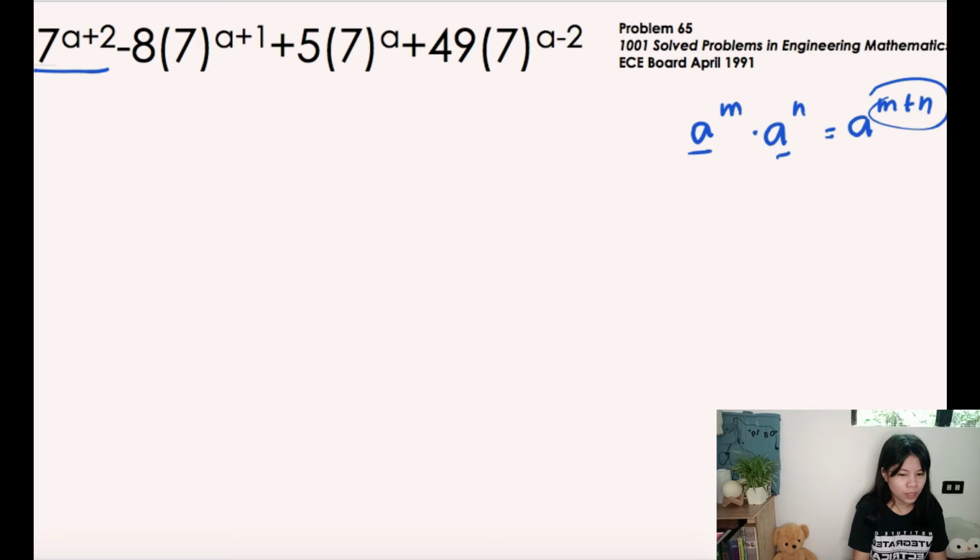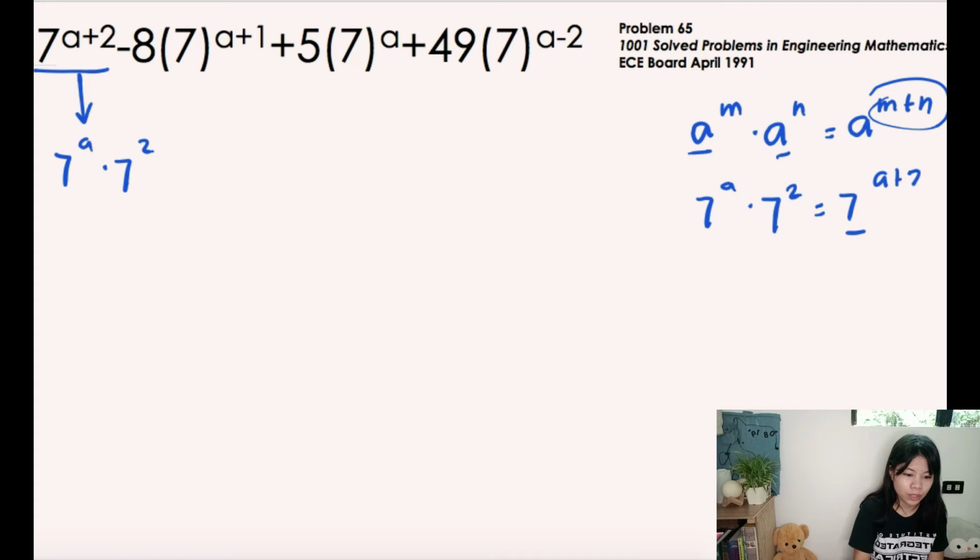So, makikita natin medyo pareho sila ni 7 raised to a plus 2. Ibig sabihin, equal din po siya sa 7 raised to a times 7 raised to 2. Tama? Paano siya nangyari? Tingnan natin 7 raised to a times 7 raised to 2. Equal din daw po siya, copy the base, 7, then pag-addin mo the exponent. So, equal sila. 7 raised to a times 7 raised to 2. Okay? Minus 8 times 7 raised to a plus 1. Ganun din, guys. 7 raised to a times 7 na may 1 din dito. Equal po siya 7 raised to a plus 1.